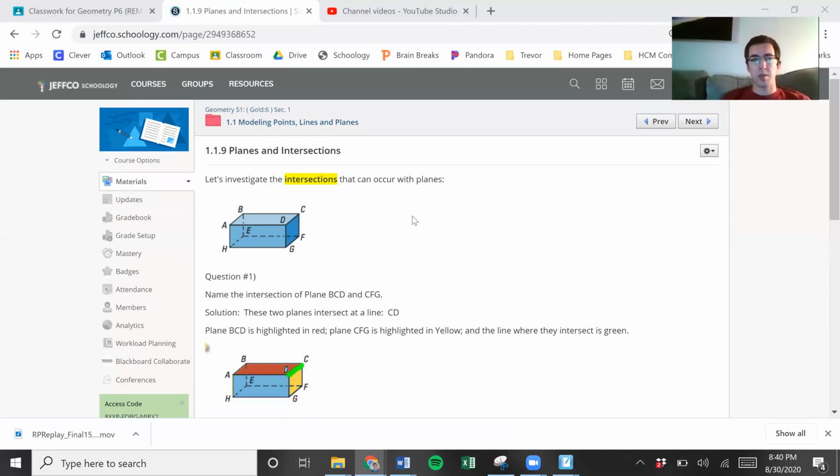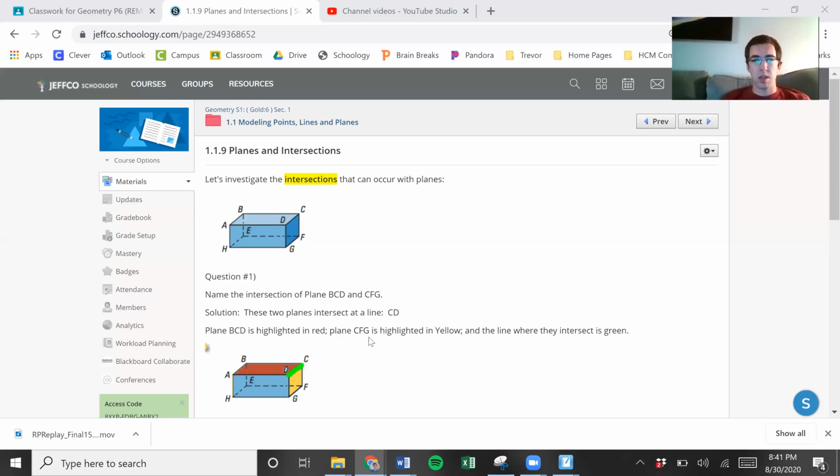Here is a little bit more about points, lines, and planes and their intersections. If you have the intersection of planes, we want to talk about these questions. Name the intersection of plane BCD and CFG. BCD is the top plane. CFG is this side plane. So if you have two sides of the box, the top and the side, they will intersect right here. That is line CD.